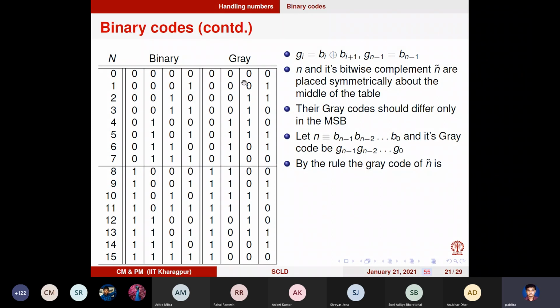Okay, so tell me one thing. Suppose I give you the first 8 gray codes. Can you construct the next 8 gray codes? How will you construct the next 8 gray codes? Sir, I will reflect the last 3 bits, and I'll write 1 in the first position. And this I can recursively do.